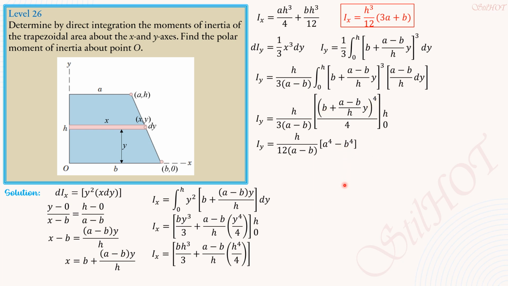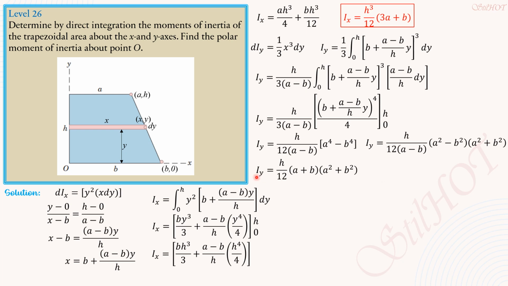So Iy therefore is, factoring a to the fourth minus b to the fourth, h over 12 times a minus b times quantity a square minus b square times a square plus b square, a difference of two squares. And take note that this is a minus b. If we factor this further, a minus b, a plus b, so we can cancel a minus b. So we have a plus b times a square plus b square for the simplification of the right side here. Iy is h over 12, quantity a plus b times a square plus b square.